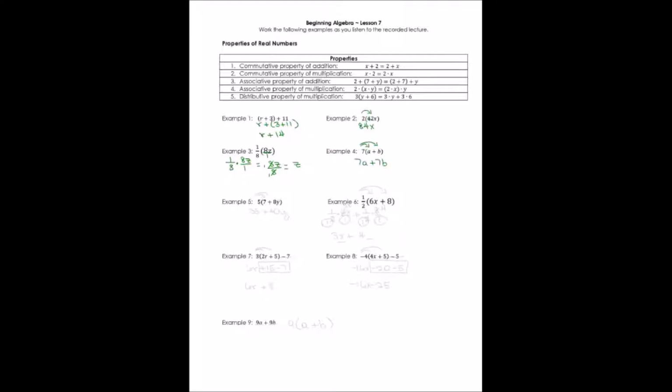For number 5, I'm going to do sort of the same thing. I'm going to say 5 times 7 would be 35. And then 5 times this positive 8y would give me a positive 40y. Now remember, the sign that's in front of the term stays with that term. So I multiplied a 5 times a positive 8y. It became a positive 40y, and the plus, the positive sign, became the addition operation to separate the terms.